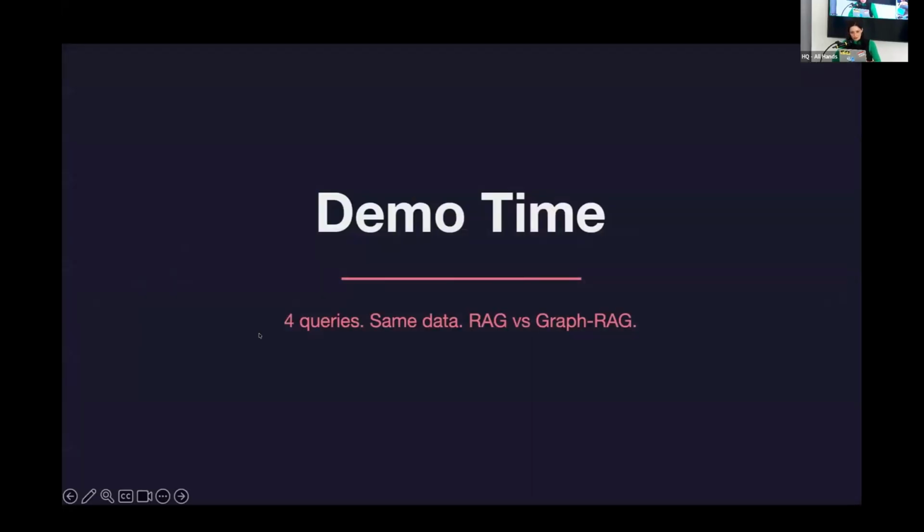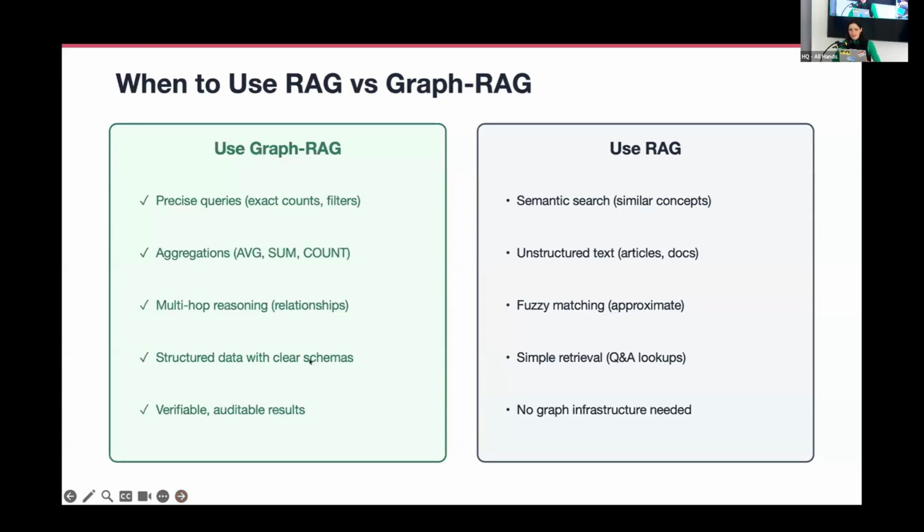Let me share another thing with you. When it comes to RAG, GraphRAG is probably okay. It's good for some things, but it's not the best for all my agents, for all my RAG. So use GraphRAG when you want precise queries, when you want precise answers. But if you only want semantic search, it's okay, use RAG.